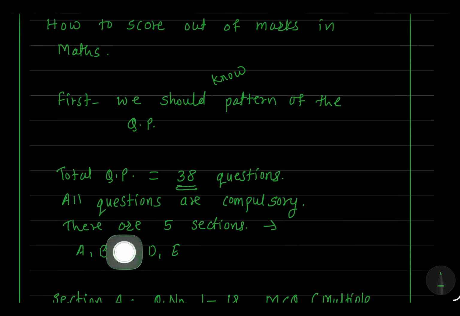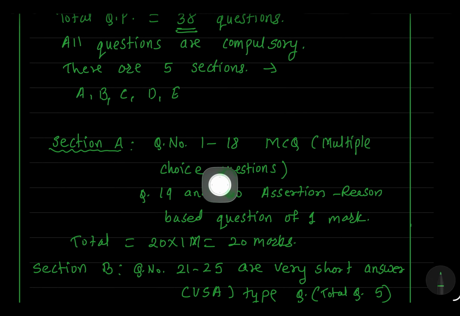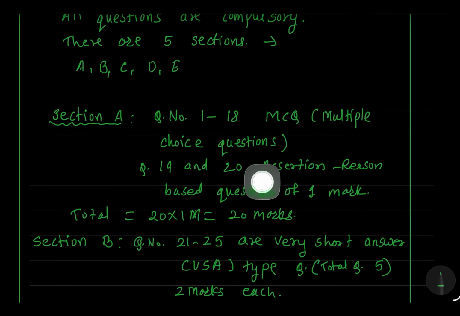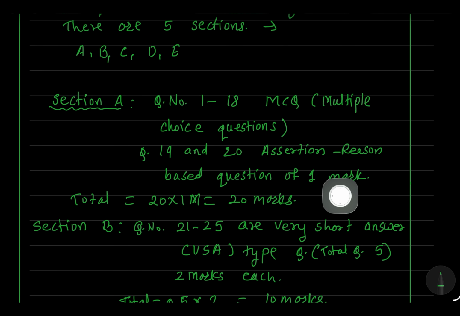Now there are 5 sections: A, B, C, D and E. In section A, there are 20 questions in total, and questions 1 to 18 are MCQs, multiple choice questions. 4 options are given. You have to choose one correct option. Roughly you can solve and write the one correct answer. And in section A, only questions 19 and 20 are assertion and reason based questions of 1 mark. Here also it is 1 mark, but we have to give assertions and reasons.